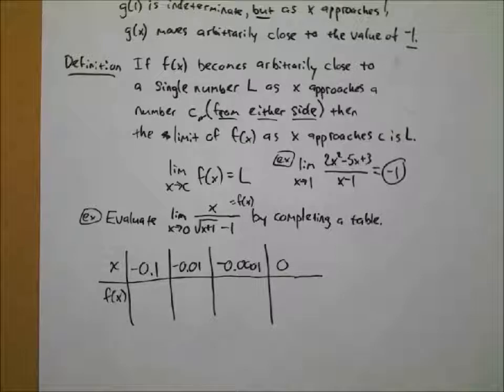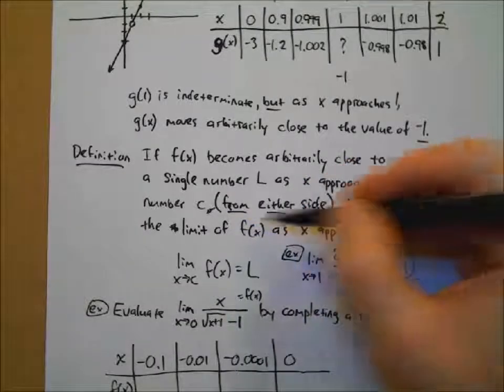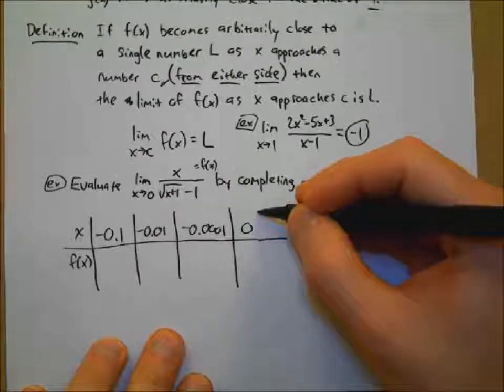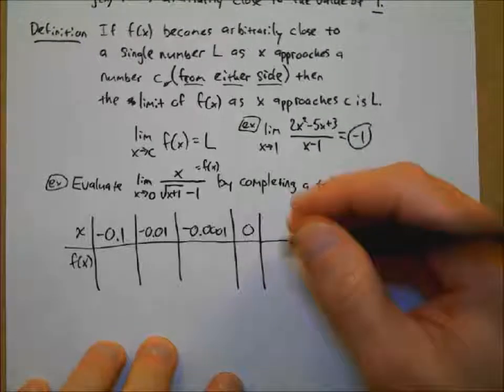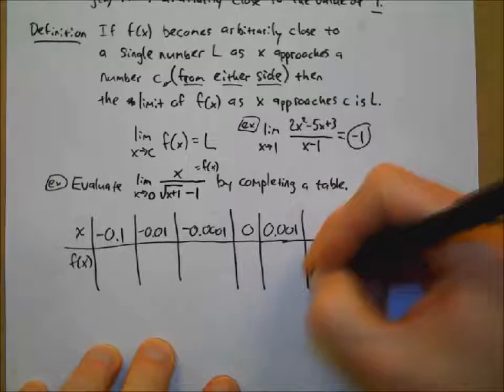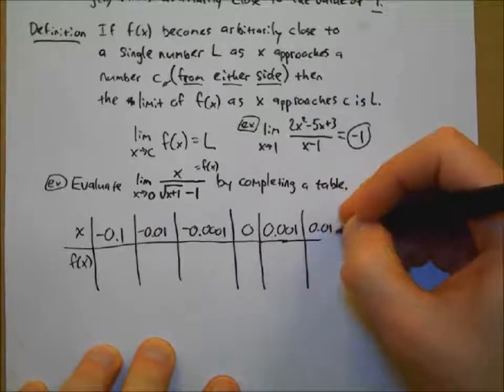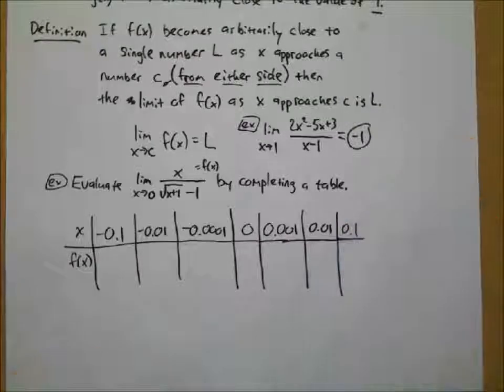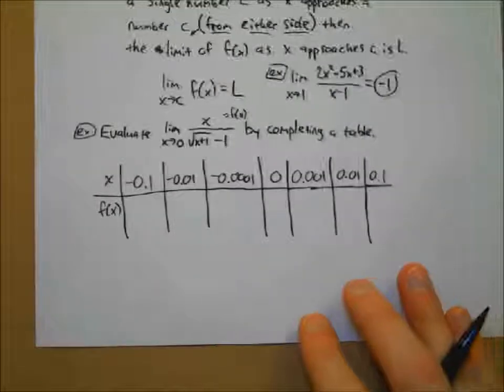And is that it? Or should I add more to our table here? Well, we want to approach that number c from either side. So we're approaching from the left-hand side here, from values less than 0. We also need to approach from values greater than 0. So like 0.001, 0.01, and I know this is maybe overkill for some of you, but I just want to show the full analysis here, just so you appreciate it.